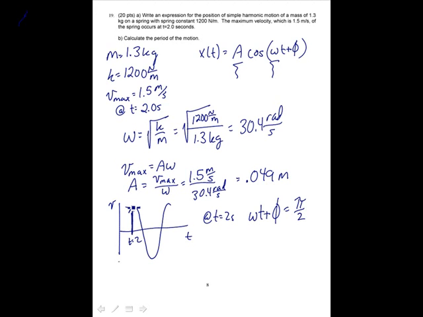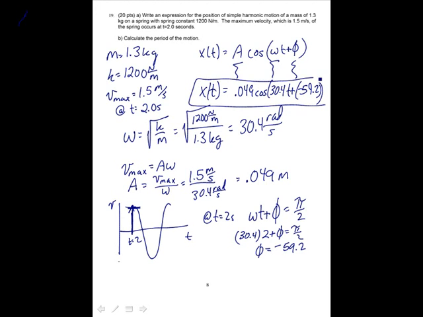So I know omega, and I know t. Omega is 30.4 times t, which is 2, plus phi is equal to pi over 2. So if I solve for phi, I get phi is equal to negative 59.2, and so that's my phi value. So my final function is 0.049 times the cosine of 30.4 t plus negative 59.2. And that's the answer. You also had to find the period.